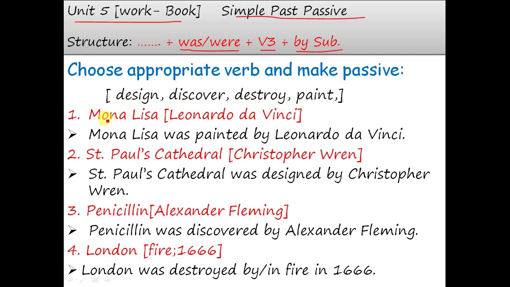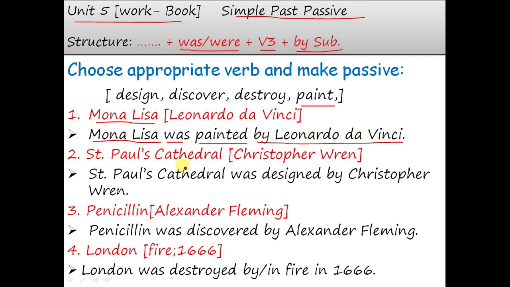See the first question: Mona Lisa, Leonardo da Vinci. So this is a painting, therefore the appropriate verb is paint. So let's make a sentence in simple past passive, was/were plus V3. Mona Lisa is singular, therefore was, and the appropriate verb is paint, therefore the V3 form is painted, by Leonardo da Vinci. Mona Lisa was painted by Leonardo da Vinci.